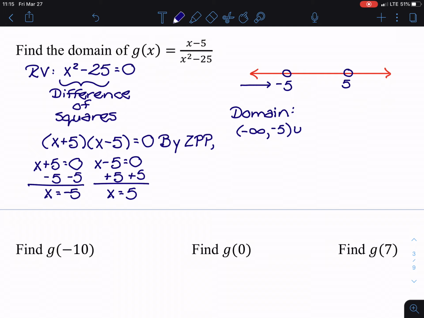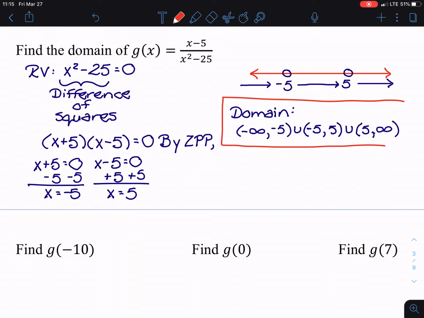Then I've got to connect it to my next piece. And my next piece this time goes from negative 5, and it keeps going until I hit the next open circle at 5. Again, open circle means 5 is not part of my domain. I use soft parentheses. Now I need to connect that to my last piece. So use soft parentheses for 5, and I go from 5 and I keep going out to infinity. So here is the domain of my rational function. It has 3 pieces in it.